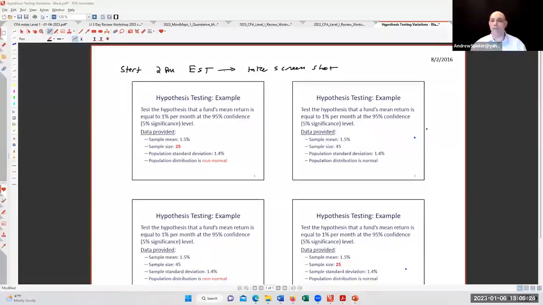Okay, welcome back, everyone. This is the second session, the so-called PM session of day one. And we're going to wrap up QM. QM is a monster subject.